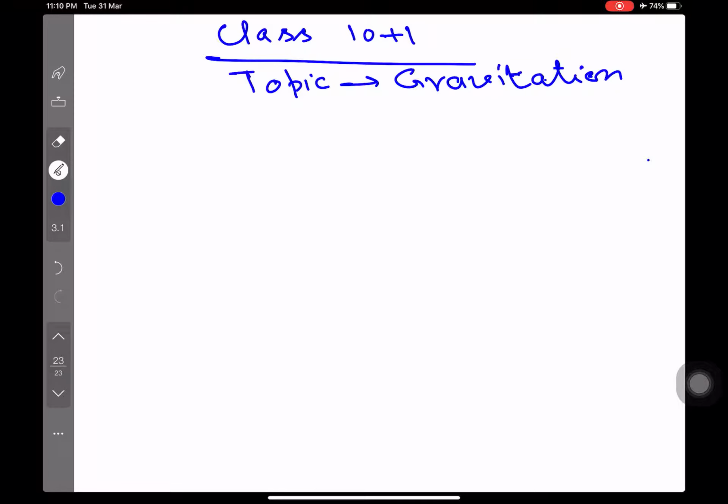So let us today enjoy another topic on physics, that is gravitation. Now what is gravitation? Every body in this universe attracts every other body with a certain force known as the gravitational force or simply the gravitation.